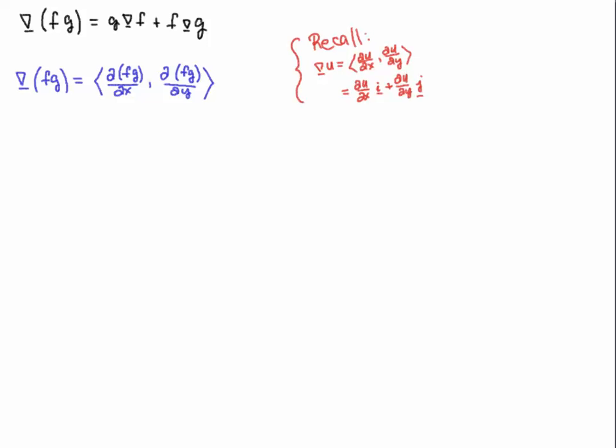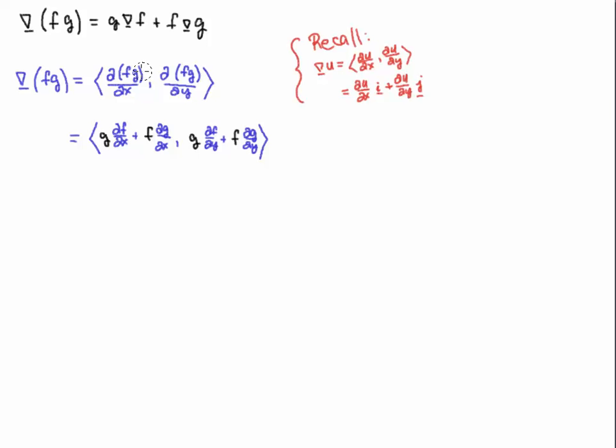So recall the definition of the gradient of a scalar function. It's a vector where the first component is differentiated with respect to x, the second component is differentiated with respect to y, and if we had another dimension, it'd be differentiated with respect to z, and this can go on for n dimensions. Okay, so if we take the gradient of something, then it is the derivative of that something with respect to x in the first component, and the derivative of that something with respect to y in the second component.